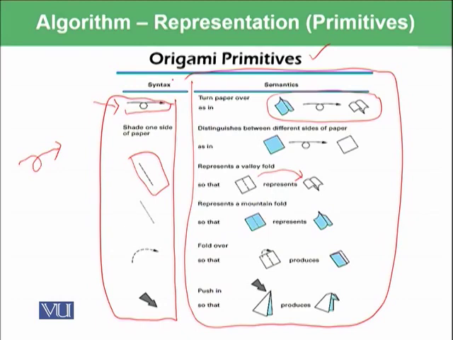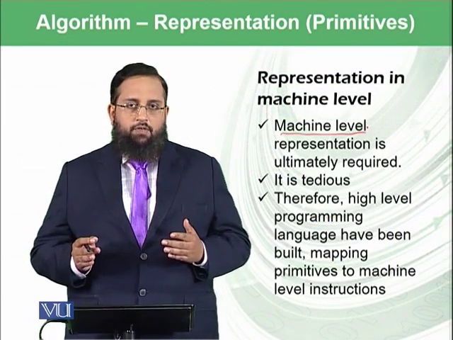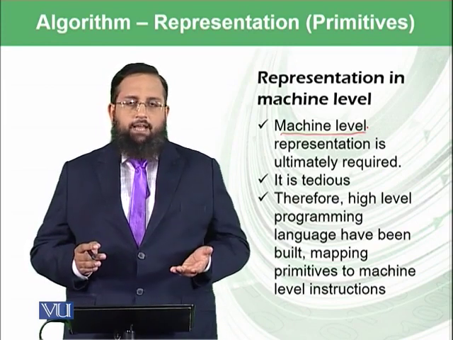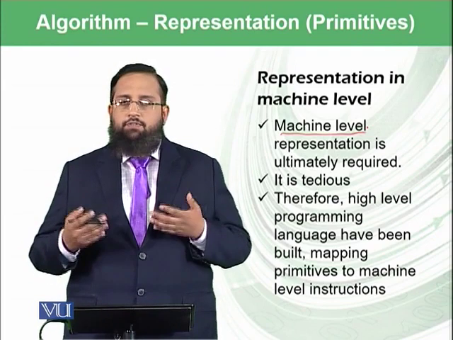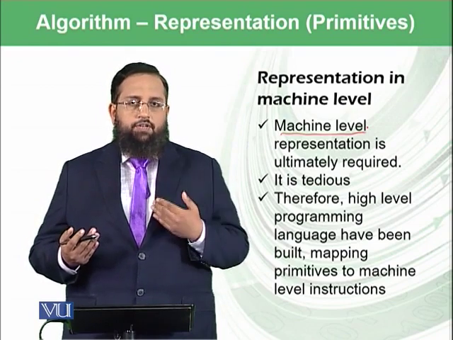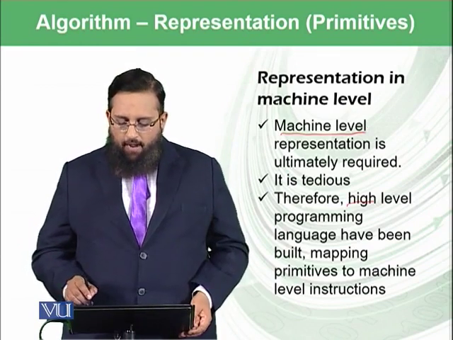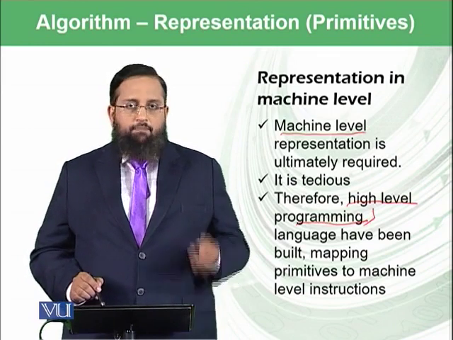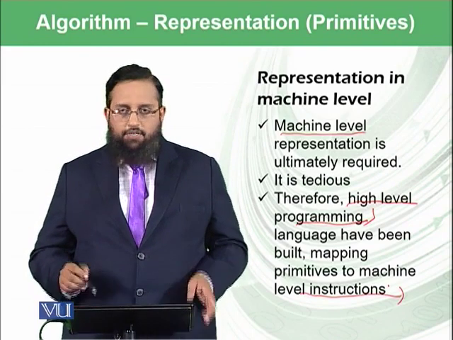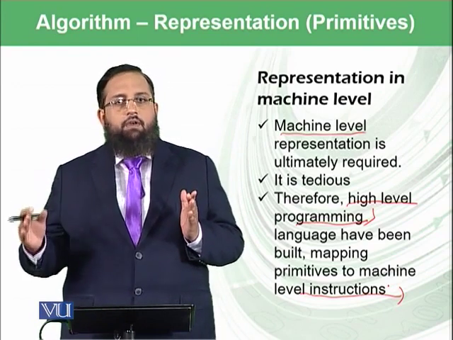Our ultimate objective is the representation at machine level. We want to represent each step at a machine level, because the computer only understands the language of 0 and 1. However, it is tedious to convert each instruction by ourselves into machine code. So we have defined high level programming languages which have primitives and a set of rules. Mapping primitives to machine level instructions is the next step. So we have a high level language, and then the high level language is converted into machine level language.